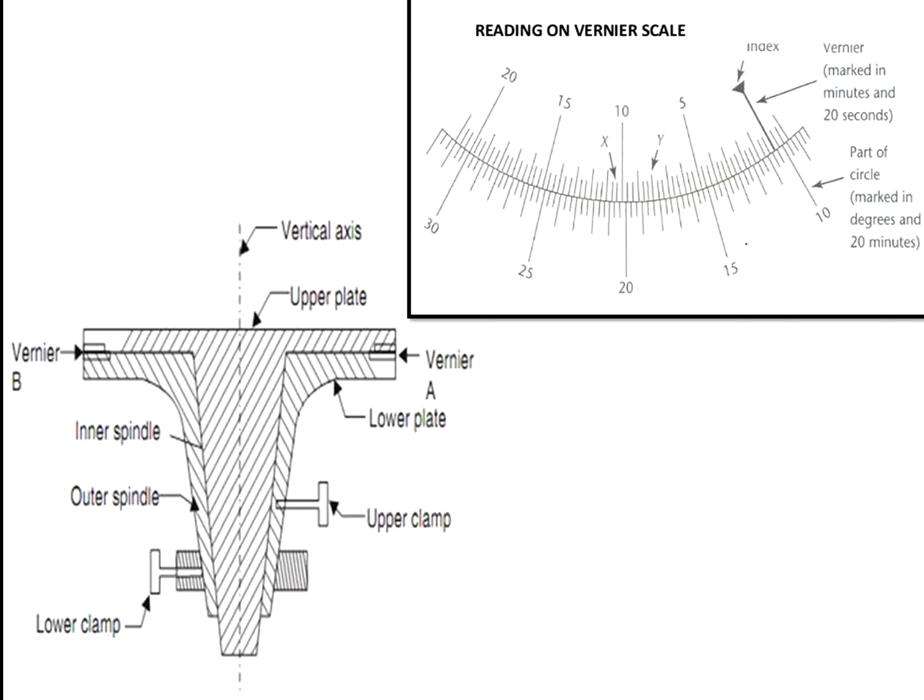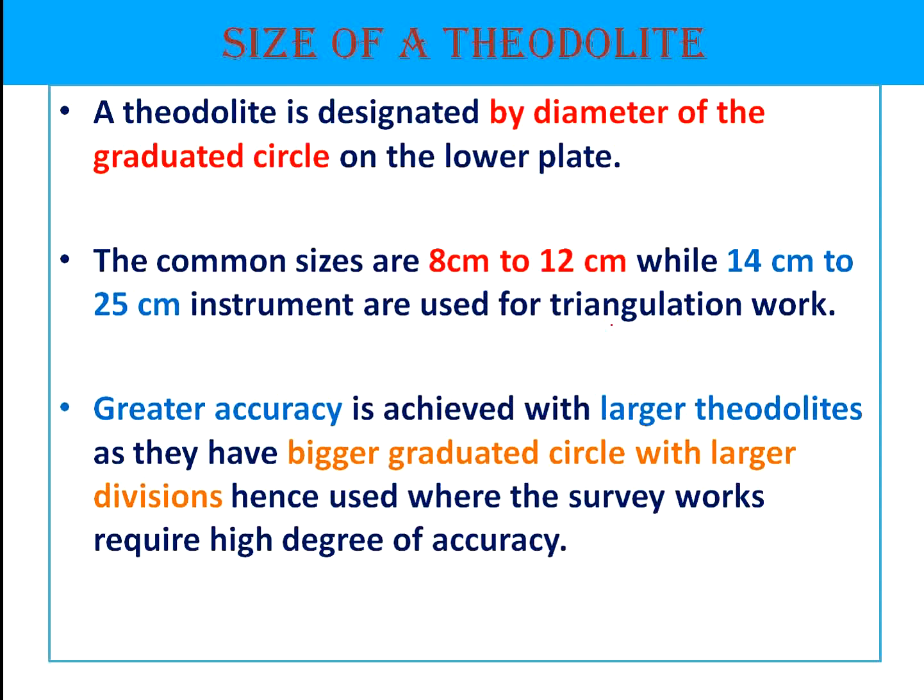Now, the readings in the graduation circle will be looking like this: the main scale and vernier scale. You can read the readings up to an accuracy of 20 seconds as per this vernier scale. Okay. Some theodolites can measure up to an accuracy of 10 seconds also. You will be studying this in detail in your survey lab.